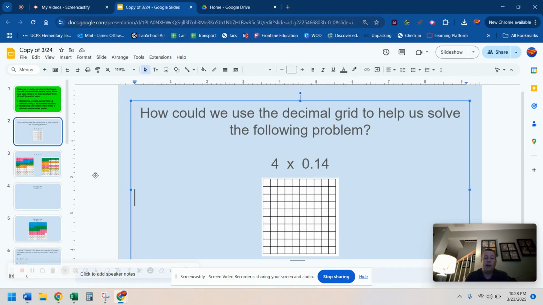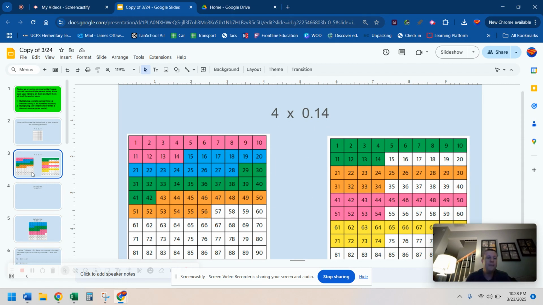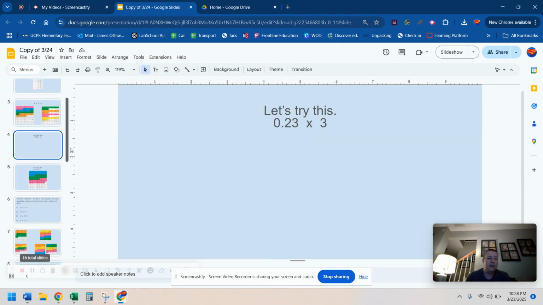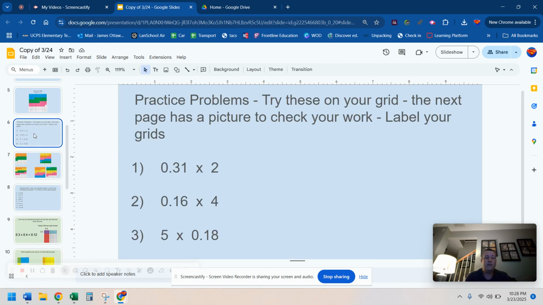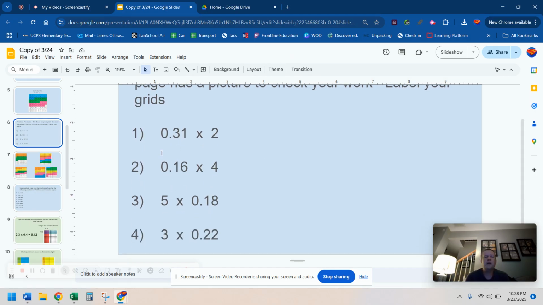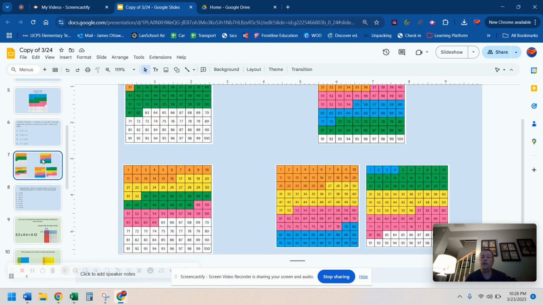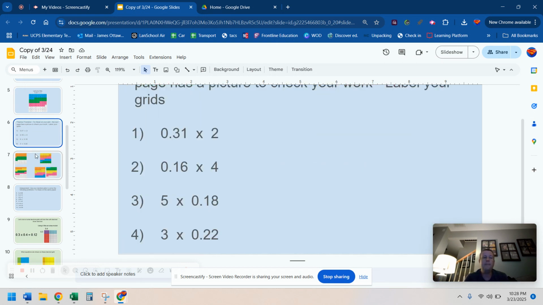What you're going to need to do is you have, first off, my beautiful example there. There's one more example on here. So here's 23 hundredths times 3. It would look like that. Now what you're going to do is you're going to do these first 4. So there are, I believe, 4 of them there. You're going to do these 4, draw them out, and then the next slide shows you what it should look like when you're done. Okay?